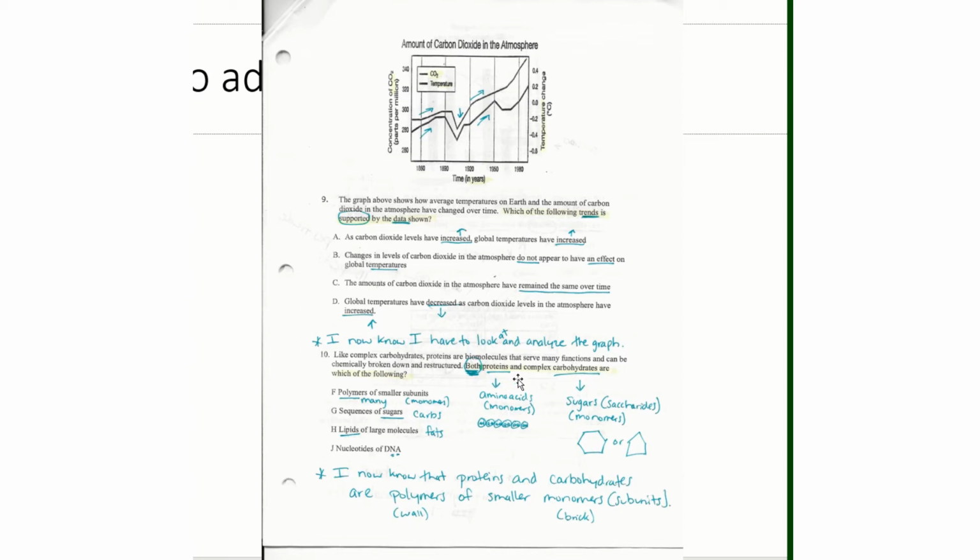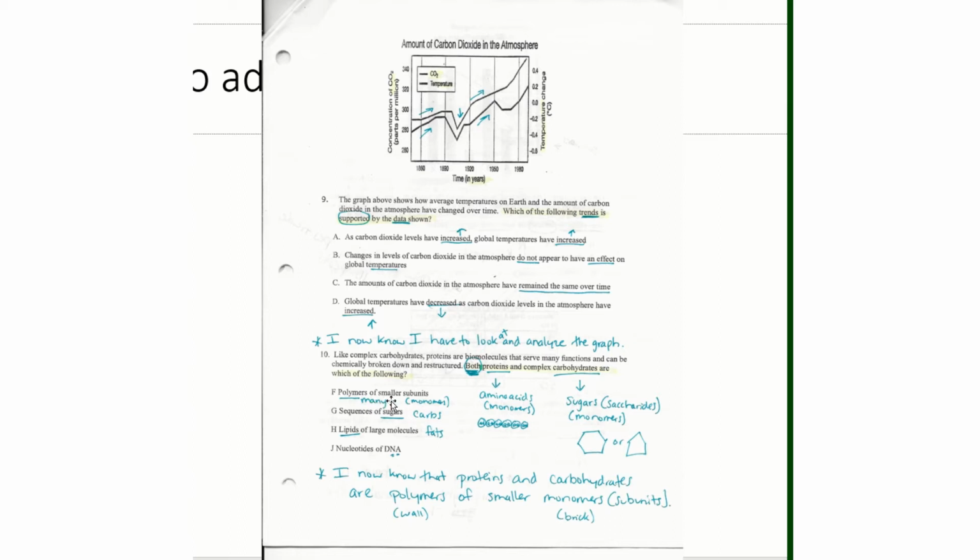Next, both proteins and complex carbohydrates are which of the following? Both proteins, carbohydrates. What do I know about this? I have to write what I know. A lot of you are not doing that. Amino acid is the monomer that makes up a protein. So these little circles have AA, amino acid, amino acid, amino acid. This is a protein made up of a lot of amino acids. Carbohydrates are sugars, saccharides, monomers, one hexagon or one pentagon. You put them together, they make a carbohydrate.